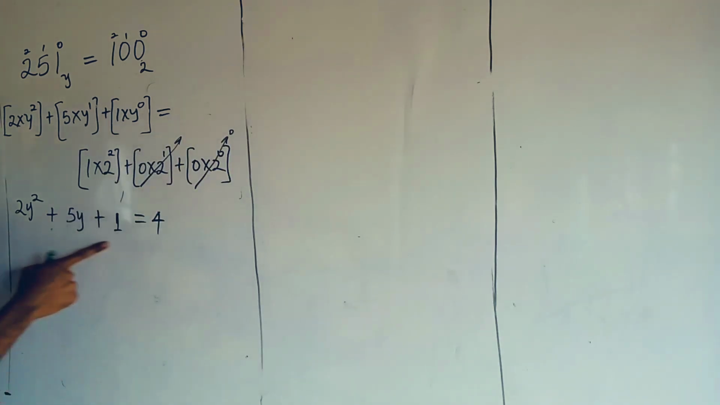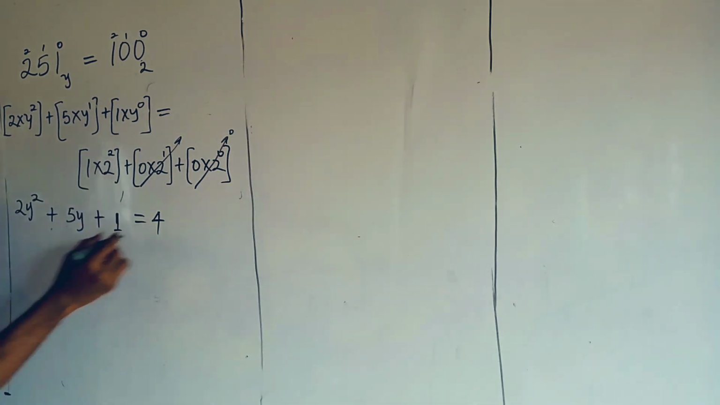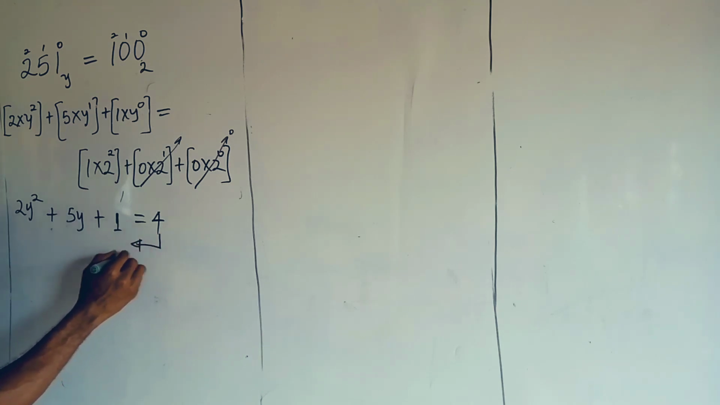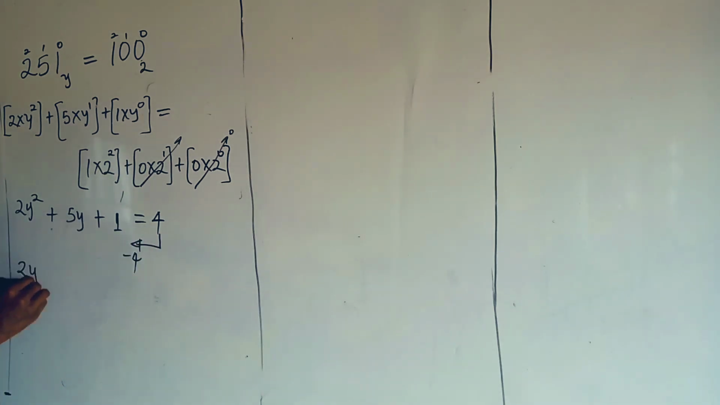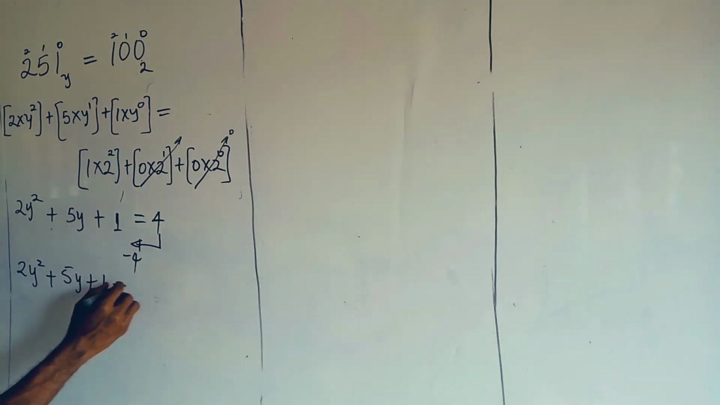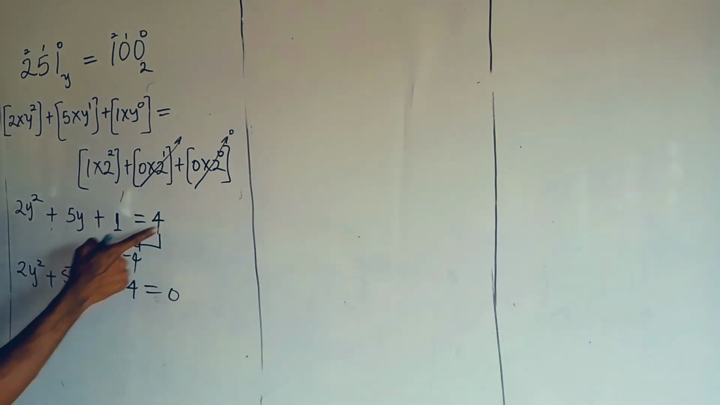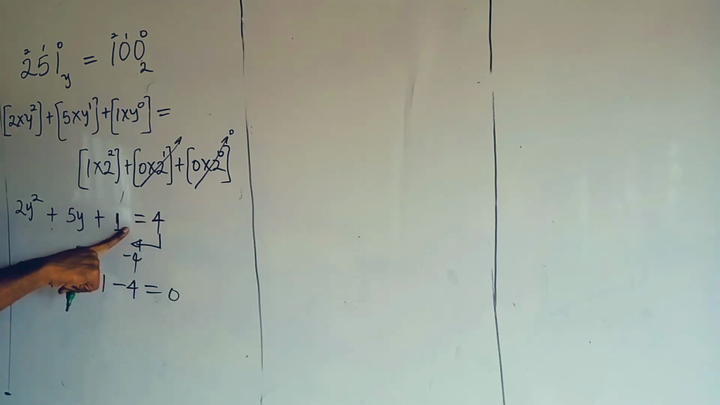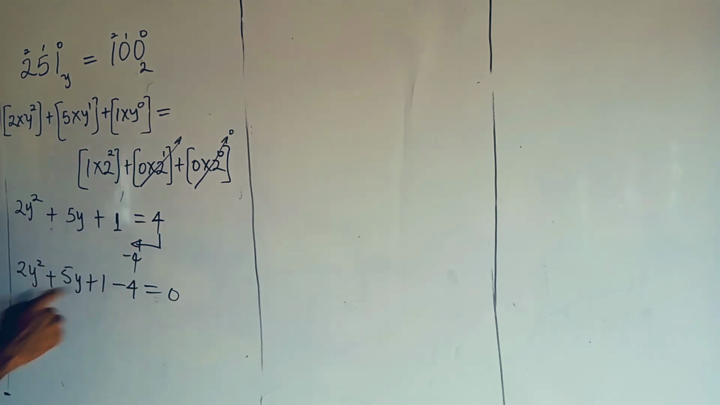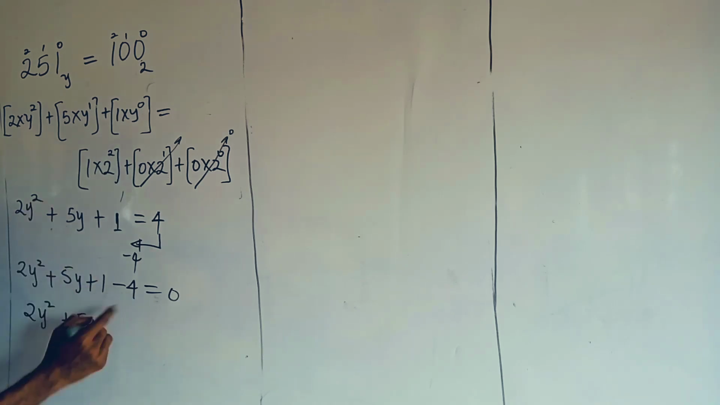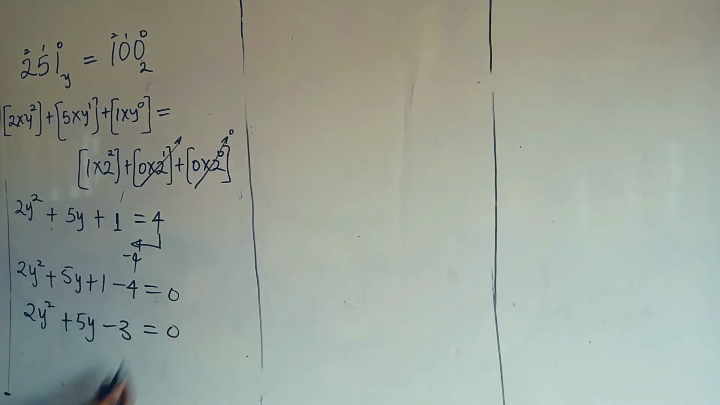So now this is the equation we have, and this equation is a quadratic equation. So I want to take 4 to this side, so I have minus 4. So I have 2y squared plus 5y plus 1 minus 4 is equal to 0. Take 4 to the other side of the equation, so it becomes minus 4. Now you have 2y squared plus 5y, 1 minus 4 is minus 3, equal to 0.